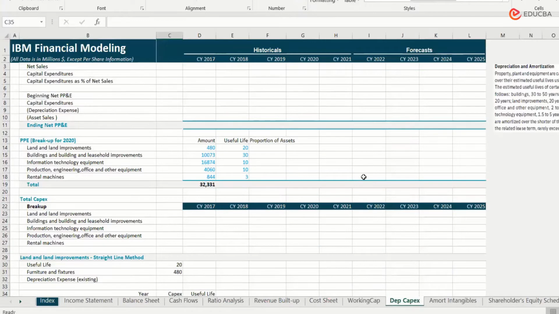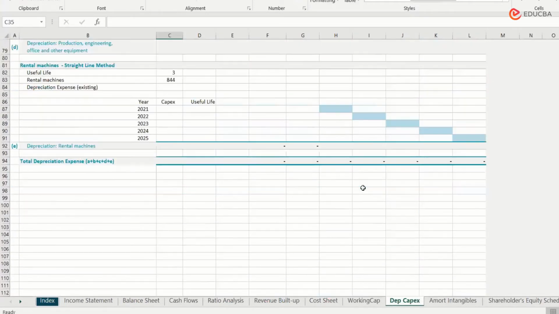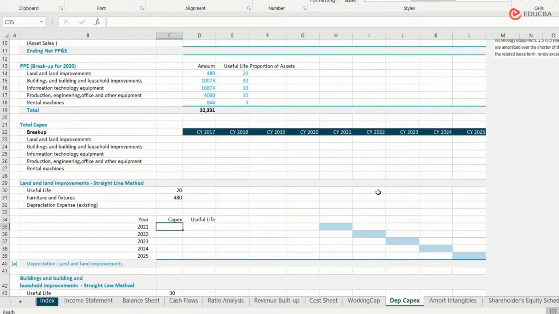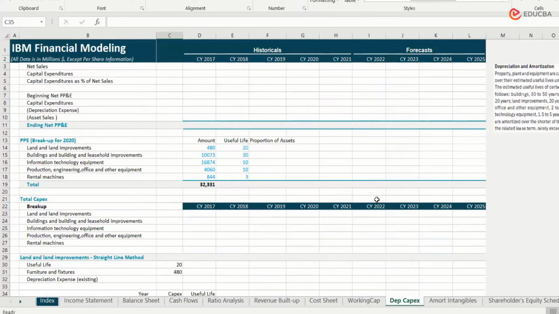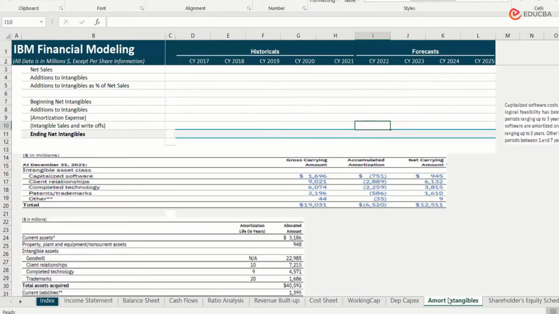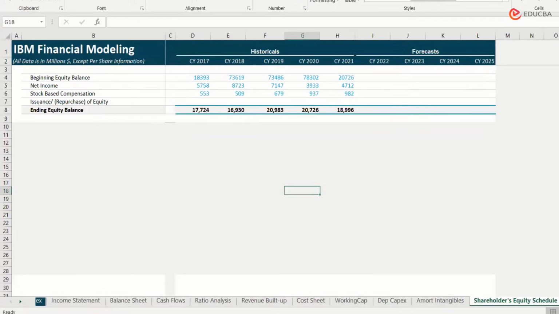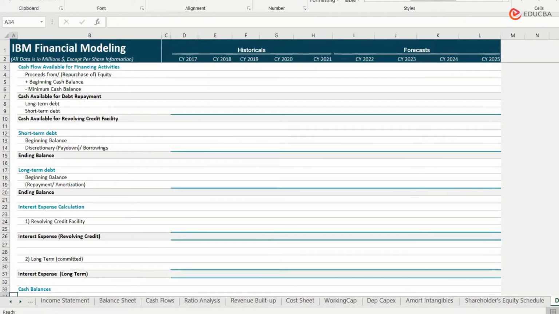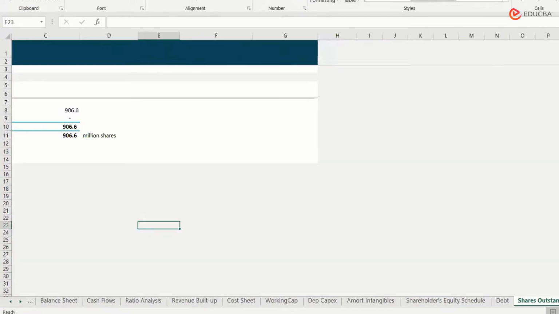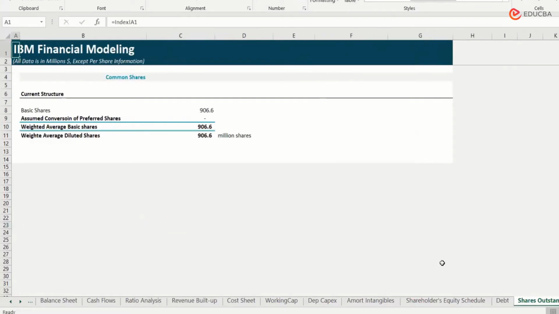We have, of course, for depreciation as well as amortization, quite a few tables here that we need to calculate. How do we end up really calculating those capex points and depreciation points is something we'll see. Pretty much going across with intangibles, you're going to go with shareholders' equity as well. We look at the debt structure for a bit, and then we're eventually going to see shares outstanding. That's a simple table that we have kept here.